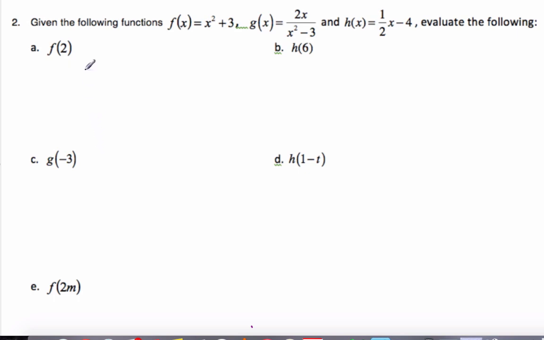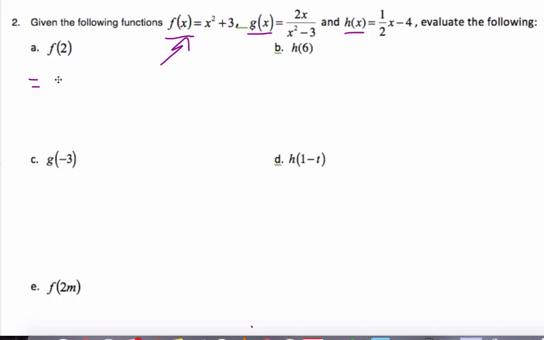So now we have all these functions. We have f, we have g, we have h, and we have all kinds of different problems here. So the first one says f at 2. So which function am I going to use for this one? What am I going to do, Miss Weaver? I think you might use the f of x equation. Woohoo! All right, so go ahead. What am I going to write here?